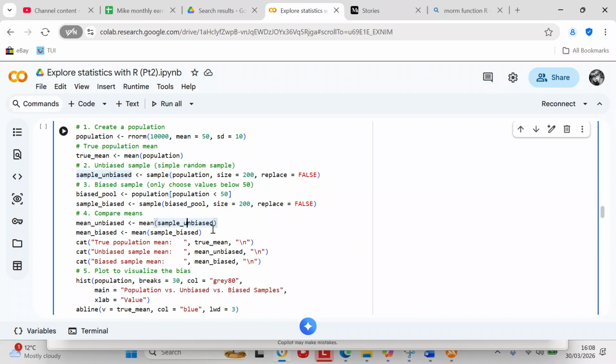So mean unbiased becomes mean, brackets, sample unbiased. That's the mean of your unbiased sample. And mean bias becomes mean, brackets, sample bias. So that's the mean of the biased sample. Then you're going to print off your true population mean, which should be around 50. And you're going to print off your unbiased sample mean, and we're going to print off the biased sample mean.